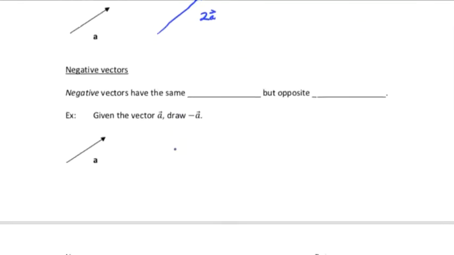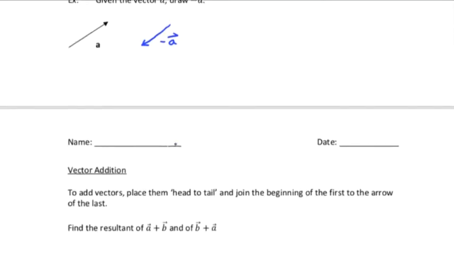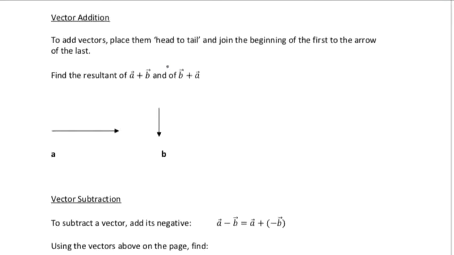Negative vectors have the same magnitude but opposite direction. So we can turn a vector around just by putting a negative sign in front of it. So if this is the vector A again, then if I draw it with the arrow pointing in the opposite direction, that's the vector negative A. We can also do arithmetic calculations with vectors. So to add vectors, we place them head to tail, where this is the head, where the arrow is, and this is the tail, where there's no arrow, and we join the beginning of the first to the arrow of the last at the end. I'll show you what I mean.